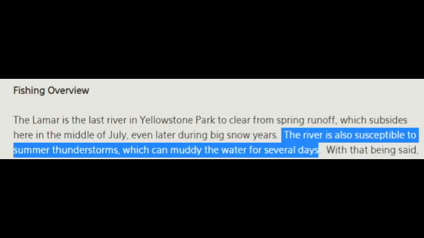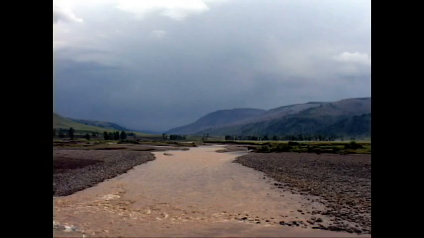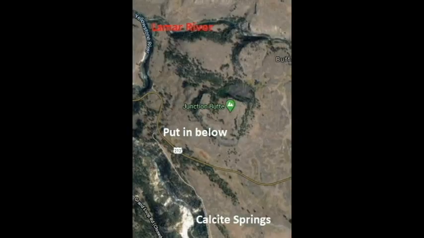The river is susceptible to thunderstorms, which can muddy the water for several days. The brown water in the Lamar River affects the Yellowstone River, turns it brown as well. Therefore, the Lamar River is the home of brown. Remember, we have to affect it. It is the key word, and Lamar affects it by turning it brown, home of brown. So, after finding this location, we must put in below it.